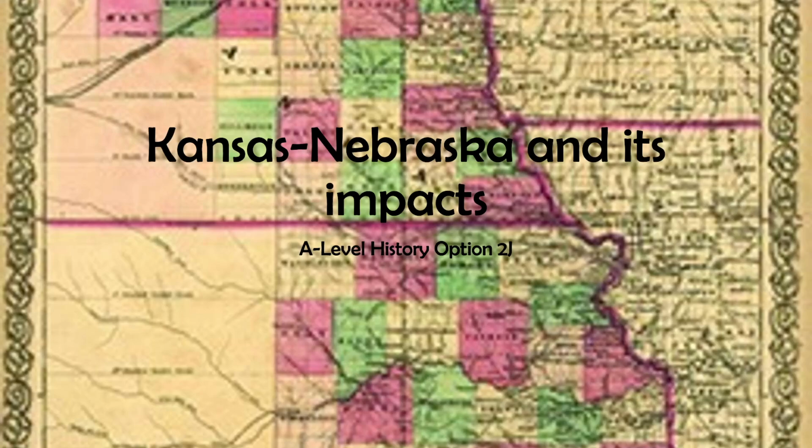This is A-Level History Option 2J. We're going to be starting Topic 3, which is the outbreak of Civil War. So we go from just after 1845 up to 1861. Actually, sorry, it's 1854 to 1861. We're going to start off talking about Kansas-Nebraska, which then led to Bleeding Kansas and then Bleeding Sumner.